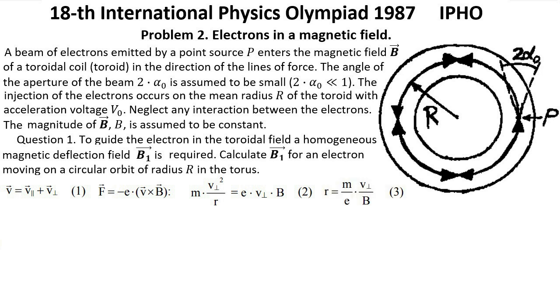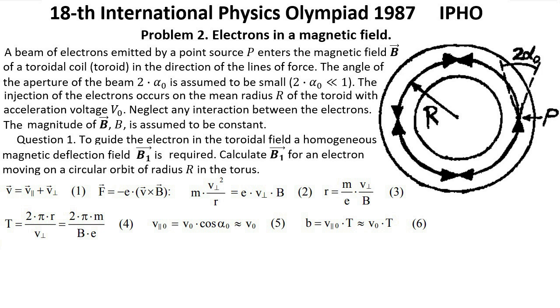Hence the radius of the circular path that has been traveled is in equation 3, and the period of rotation, which is independent of v perpendicular, is in formula 4. The parallel component of the velocity does not vary. Because of alpha 0 much less than 1, it is approximately equal for all electrons to V0, expression 5. Hence the distance b between the focusing points, using equation 5, is in formula 6, b approximately equal to V0 T.